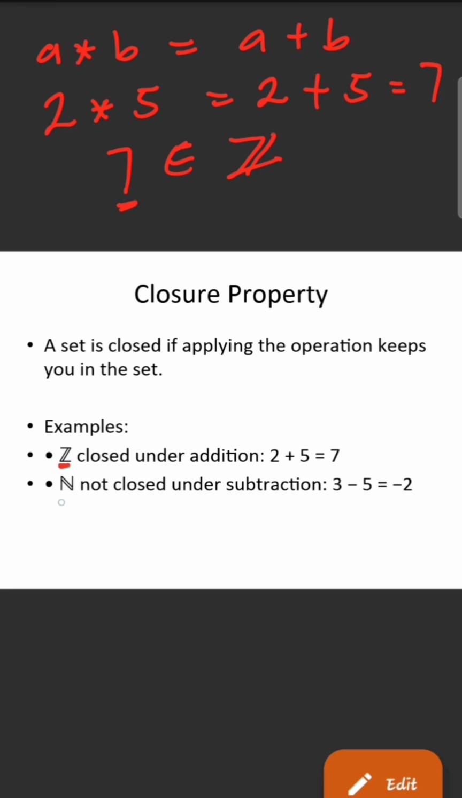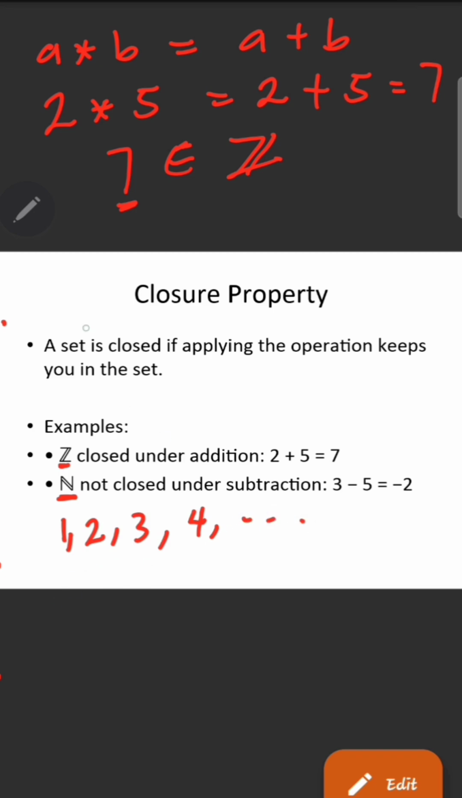Now look at this second example. N is what? Natural numbers. And what are natural numbers? Natural numbers start from what? 1, 2, 3 to infinity. So now the example is stating that natural numbers are not closed under subtraction. Let's check that. So what are natural numbers? Numbers that start from 1, 2, 3, 4, and so on.